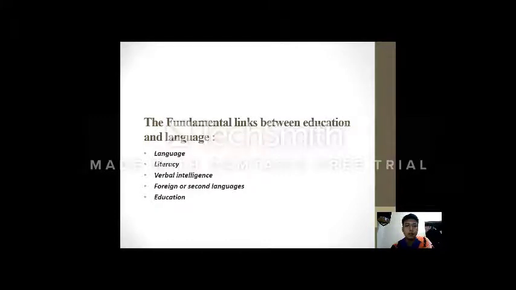Next is verbal intelligence. Verbal intelligence is the most used predictor of educational success. The next is foreign or second language, which is a traditional and important part of the school curriculum. The next is education. Education has a profound effect on language.